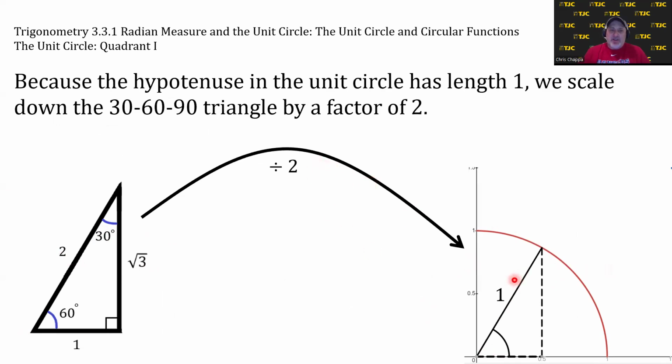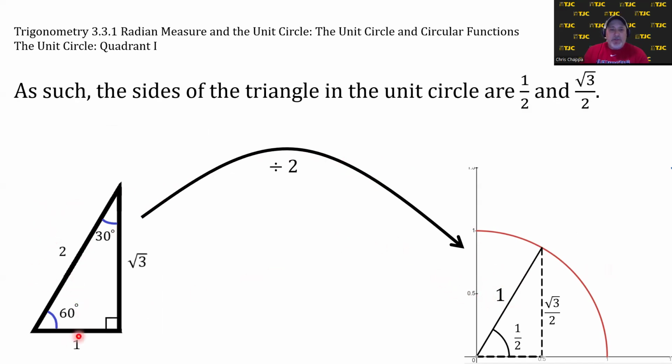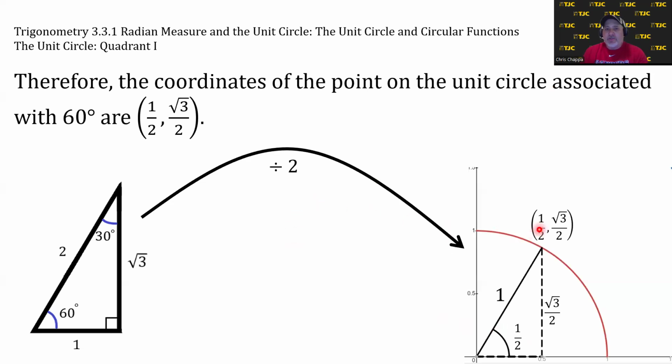Now, because the hypotenuse in the unit circle has length 1, we scale down the 30-60-90 triangle by a factor of 2 to bring the hypotenuse from 2 down to 1. Well, that means that the legs are now going to be 1 over 2 and square root of 3 over 2, like we see here on the bottom right. Therefore, the coordinates of the point on the unit circle associated with 60 degrees are 1/2, comma, square root of 3 over 2.